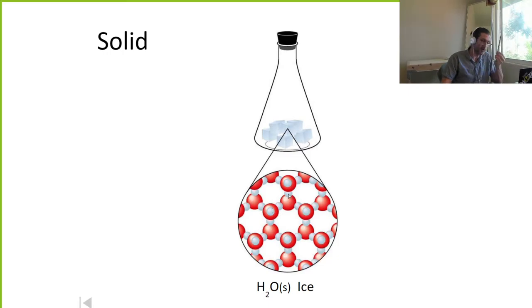Now, there's a different category of solids that don't have a crystal structure. Those are called amorphous solids. And in an amorphous solid, the molecules or the atoms are just arranged in any old haphazard manner. Glass is a great example of an amorphous solid.